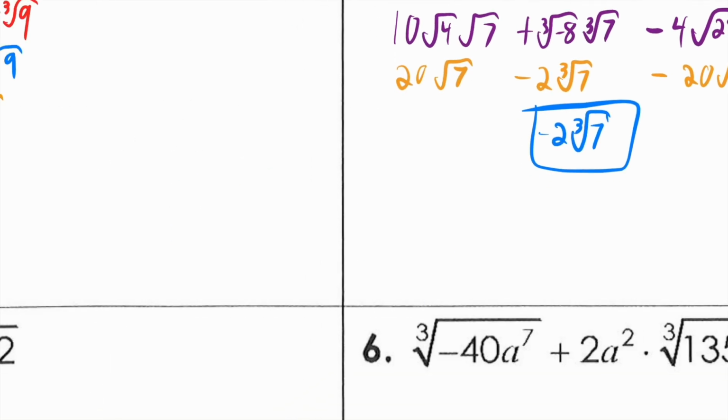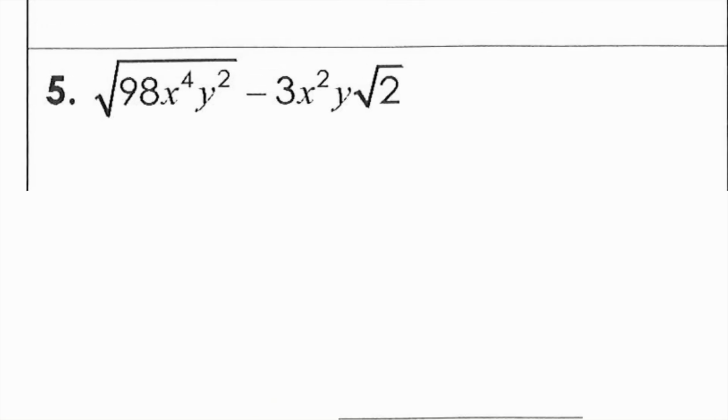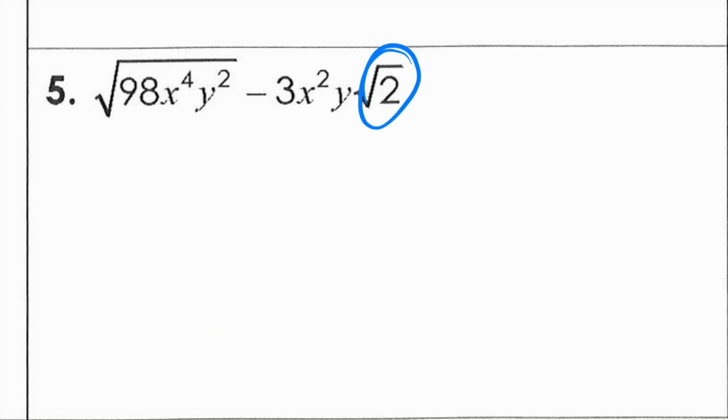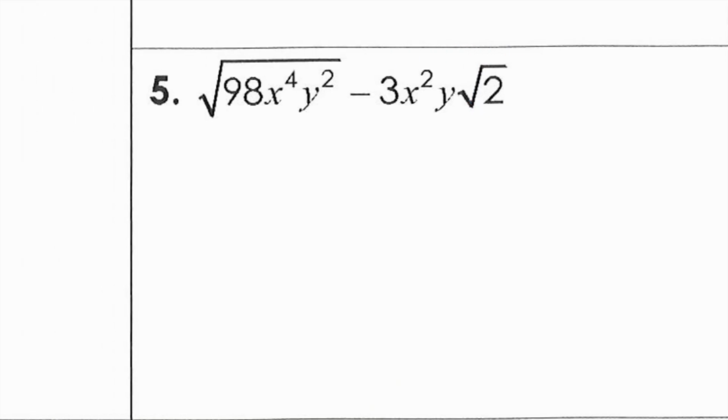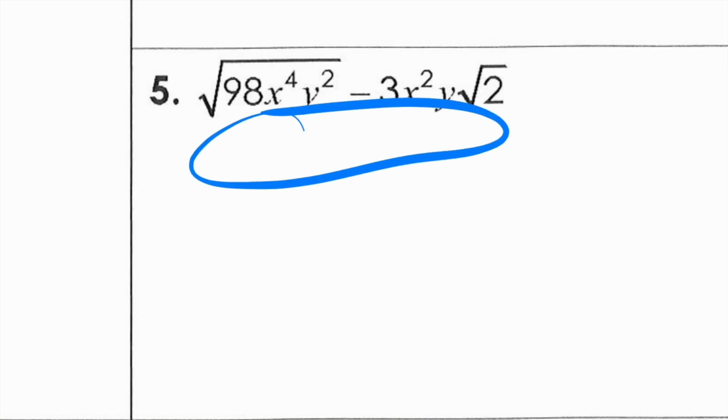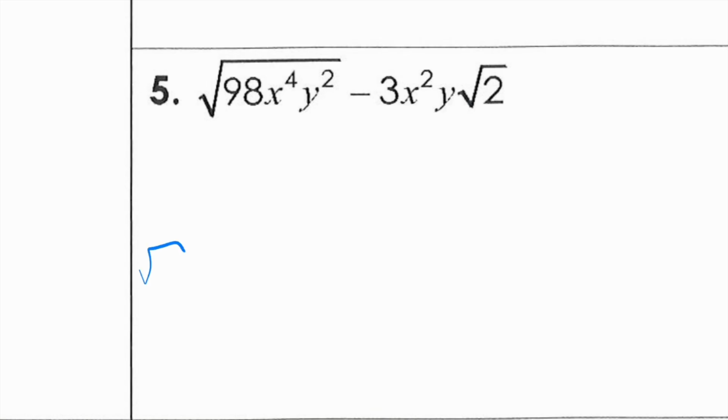Moving on to number 5. Now we introduce variables. So I will take a guess that the first one probably simplifies to something times the square root of 2 in order for these to combine, but it's not guaranteed. I'll simplify these individually here, and then I'll put my answer up here to continue. So square root of 98, square root of x to the 4th, and square root of y squared. Square root of 98 is square root of 49 times square root of 2, which is 7 times square root of 2.